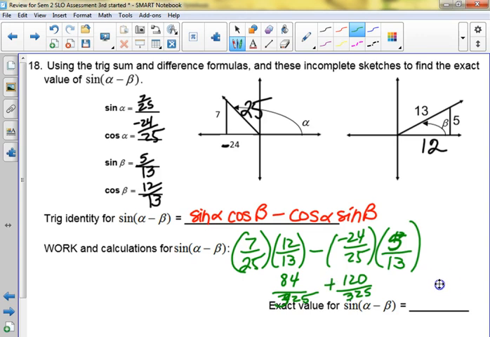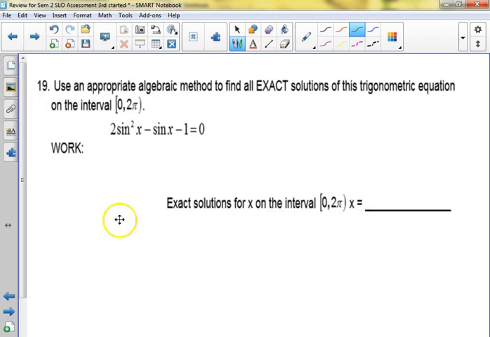Anybody? 204/325. Okay. I hope somebody's checking that. Okay. I know it's a lot of work, but it's really not that hard to get that one right, is it, guys? All right. I know.